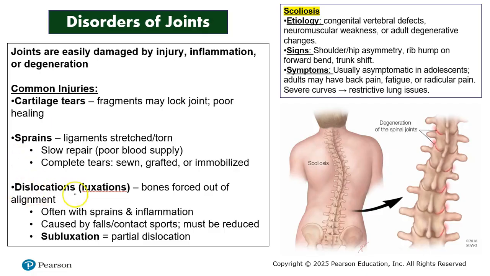You can also have dislocations, also called luxations, where the bone is forced out of alignment. So this can happen with sprains, inflammation, if you fall or you're in some kind of sport. And when that happens, the dislocation must be reduced. And that simply means that you've got to put it back into normal alignment. That's what must be reduced means.